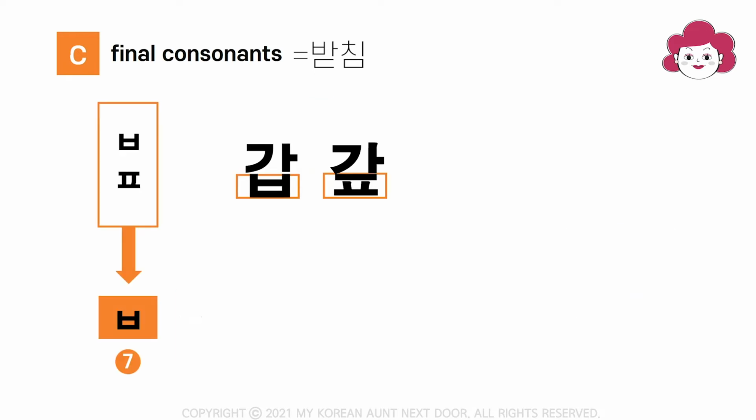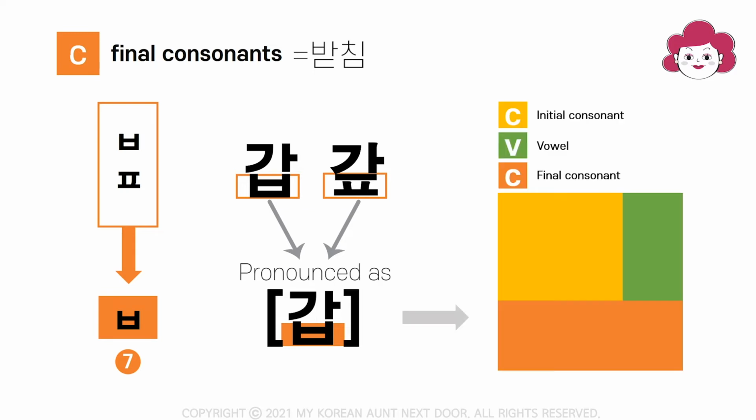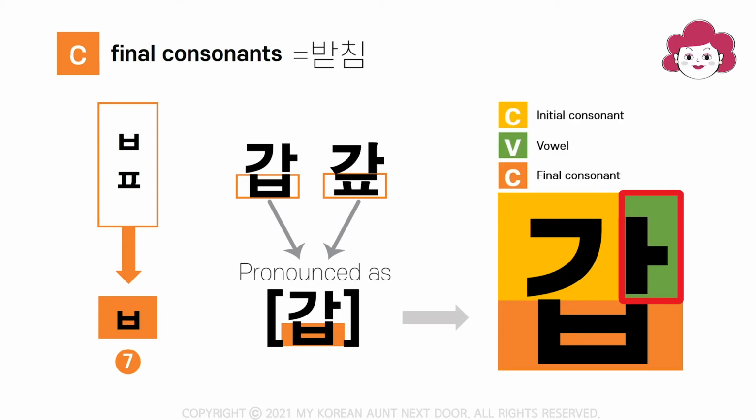Look at these syllables. Each syllable has different final consonants, 비읍 and 피읍. But they are all categorized under the final consonant, 비읍, and is pronounced by the representative sound, 읍. Together, 갑.